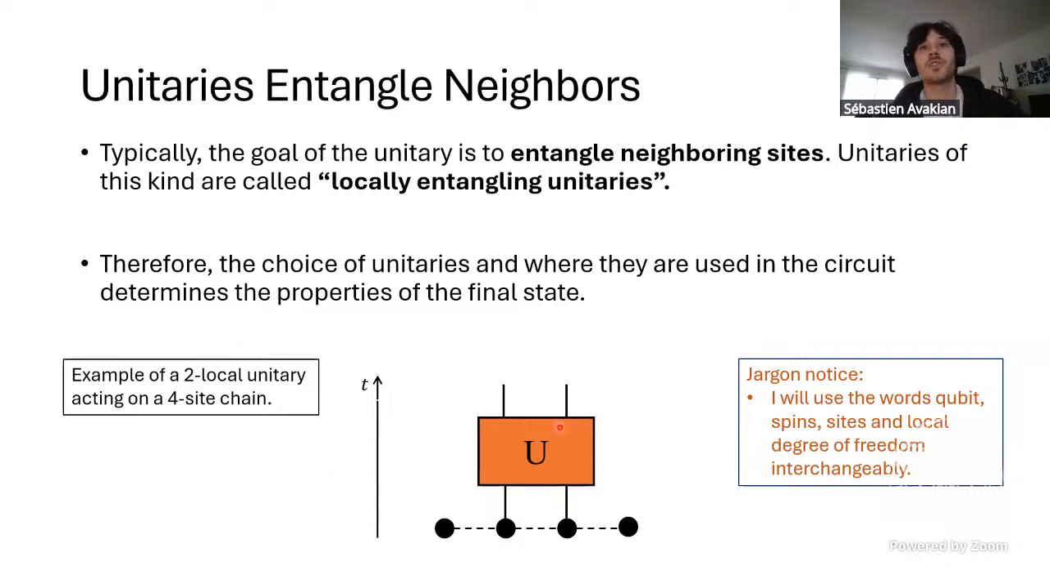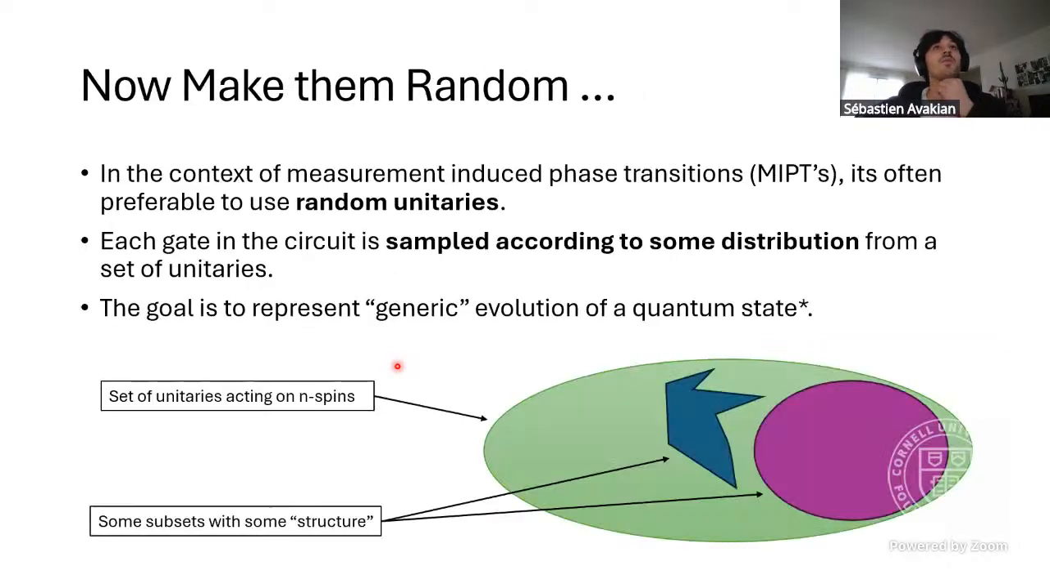And also, if I do have a circuit, I will always try to emphasize in which direction time is flowing. So in our case, we will make the circuits, the unitaries, random, which just means that we're going to sample some unitaries from some set according to some probability distribution.